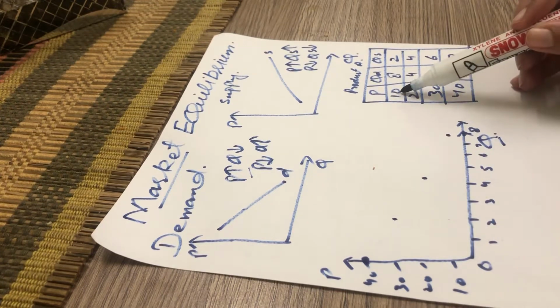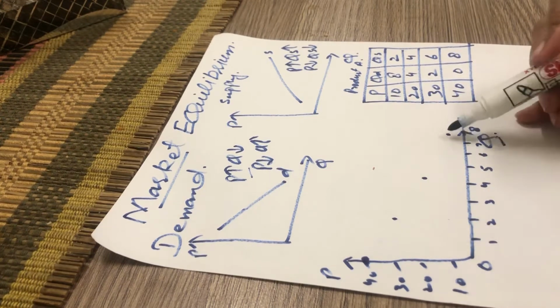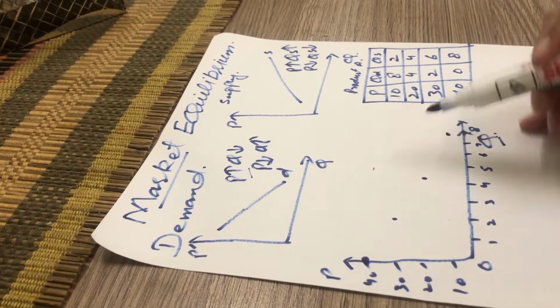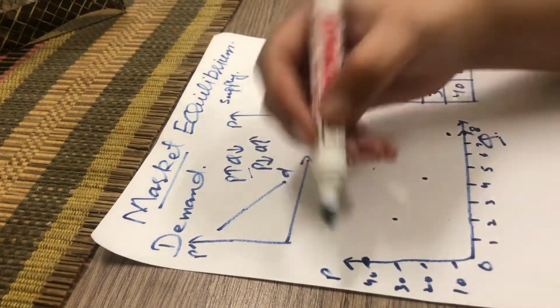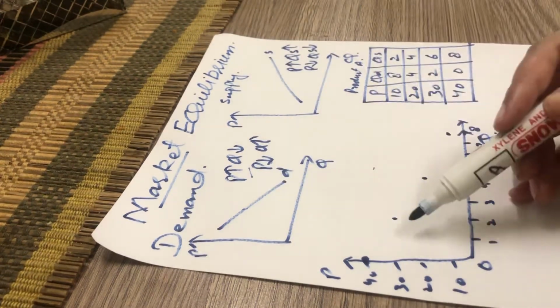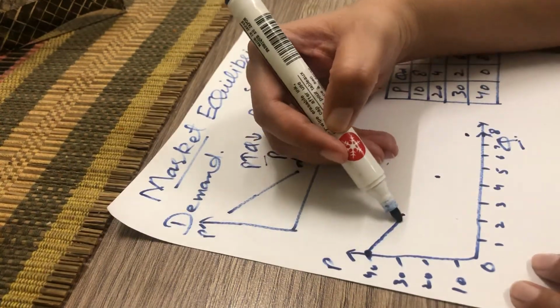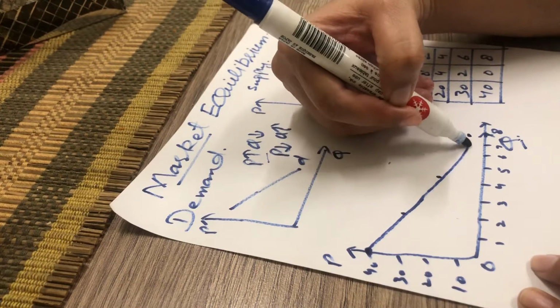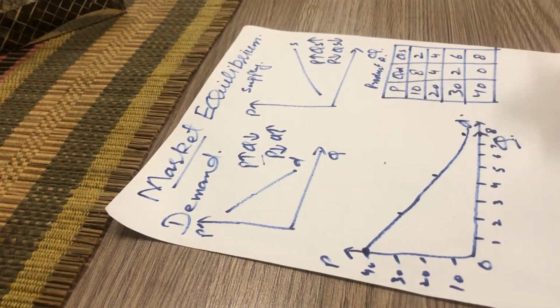I have already taken some points, so it will save some time. If on 10 my quantity demanded is 8, this is my point. On 20 quantity demanded is 4, this is my point. And so on with 30 and 40, these are my points. If I join these points, this is my negatively sloped demand curve.